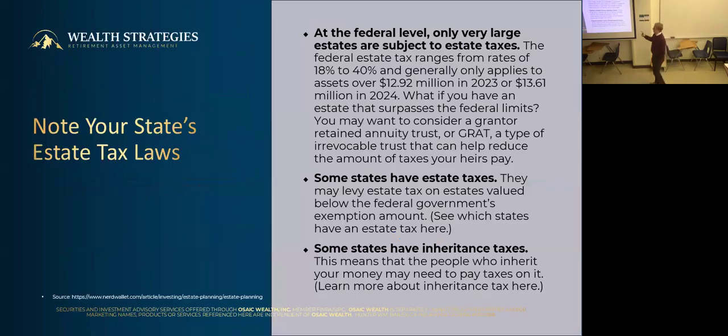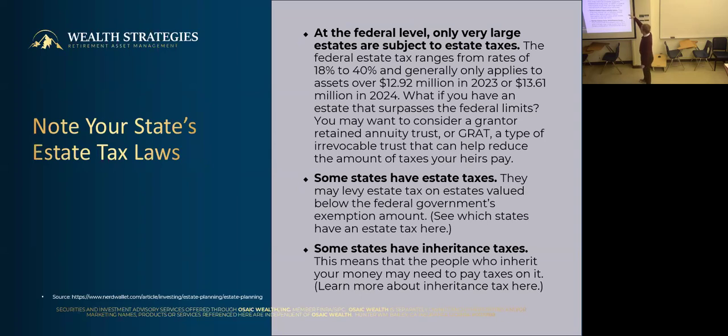So note your state's estate tax laws. At the federal level, only very large estates are subject to estate taxes. And we're not talking about estate or trust income taxes. We're talking about a tax that you get when you pass, just for having died. That's like the death tax and the estate tax. It typically ranges from rates of 18 to 40%. And this is on top of that income. So this happens first. If it's within your estate, all of this gets taxed and then it will pass to the beneficiaries.